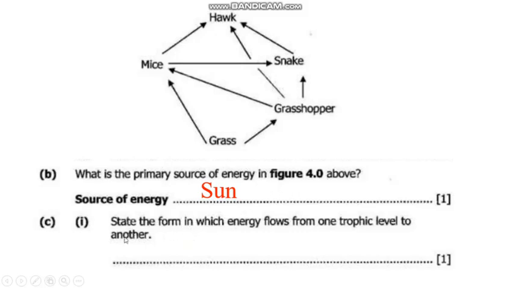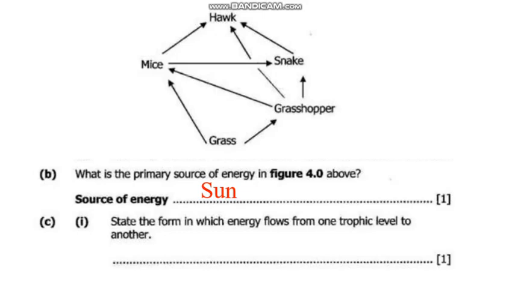So we now come to our question C1. So under our question C1, the question reads, state the form in which energy flows from one trophic level to another. So here we understand that the sun is the primary source of energy. So this sun now is going to produce the energy called solar energy. So once this energy is produced, the plants are going to convert this solar energy into a form of energy that is called the chemical energy.